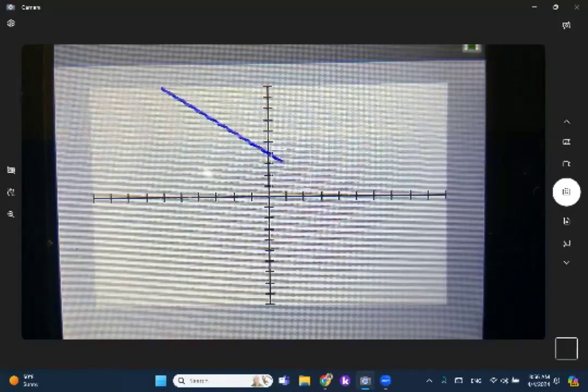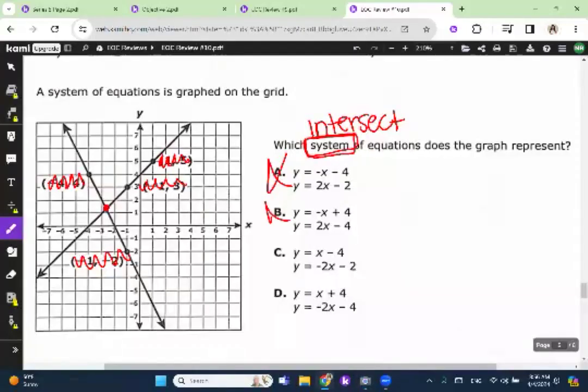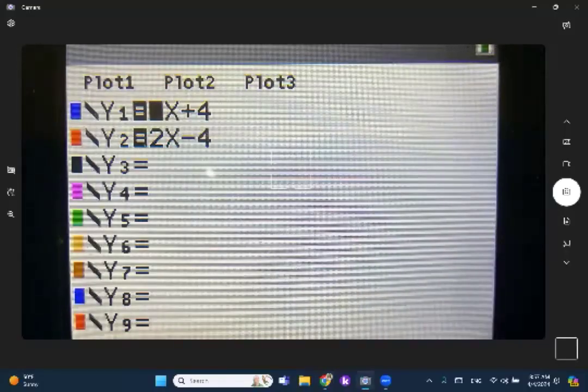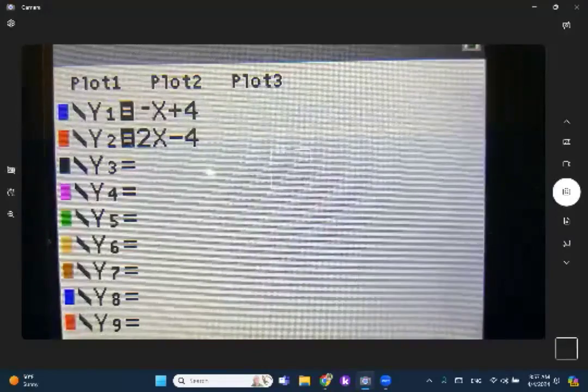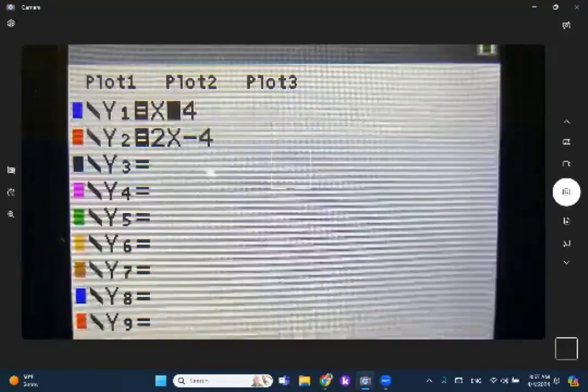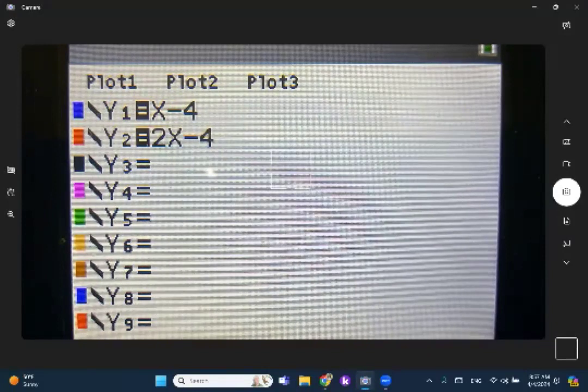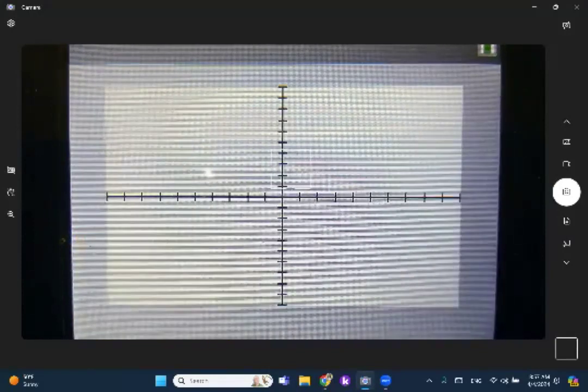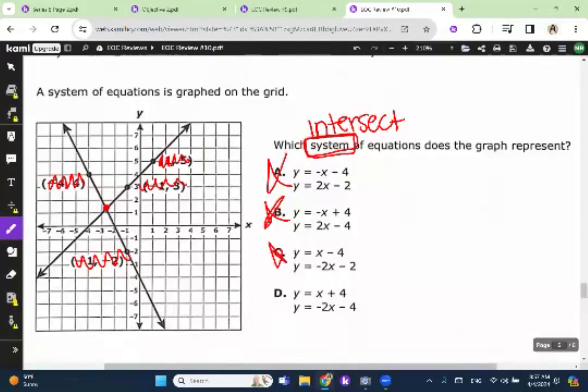Answer choice B. They intersect in the first quadrant. Yep. So that's not it. Answer choice C. Moving on. X minus 4. And that one is what? Negative 2x minus 2. Yep, clearly not intersecting. It's D. Of course it would be D.